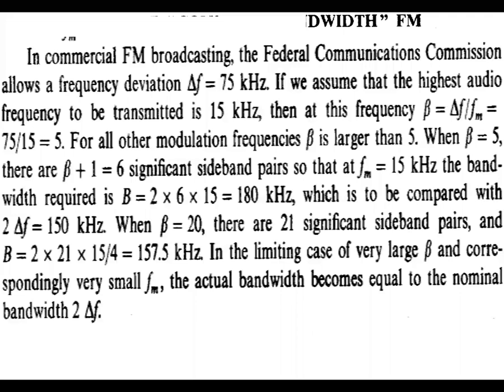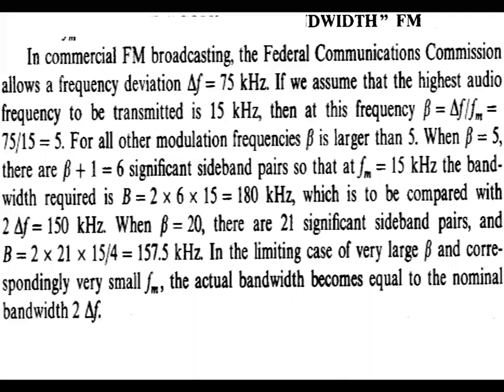Modulated signal frequency is 15K. So what is the beta value? Beta is equal to 5. So for all other modulating frequencies, beta is larger than 5.